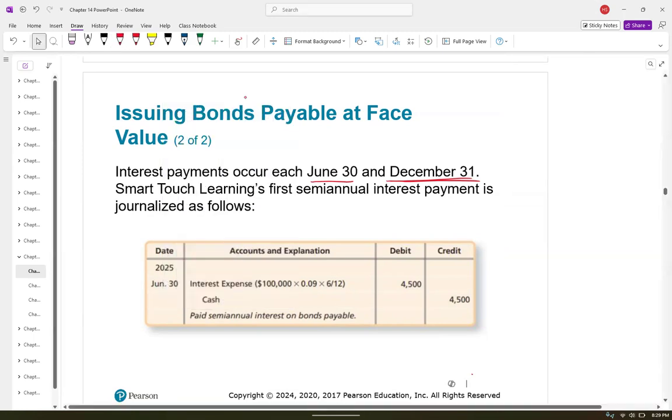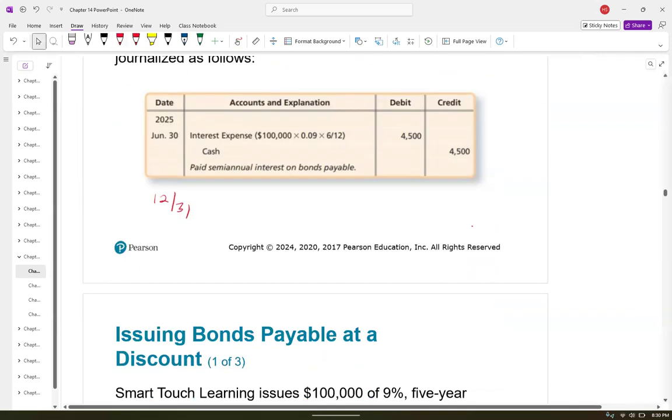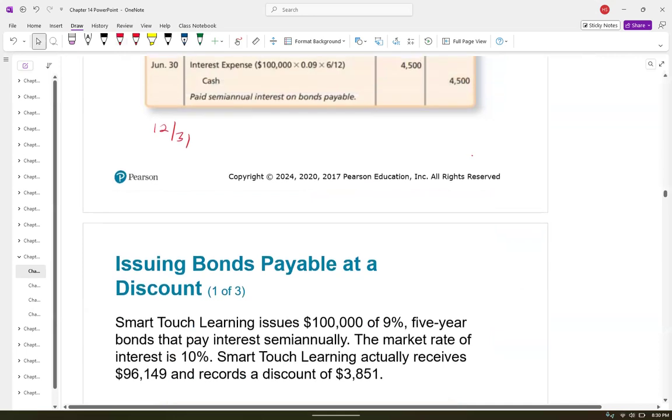Okay, so we are going to debit interest expense here, 4,500, and credit cash for 4,500 as well. Every single semi-annual interest payment will look exactly like this for this problem. If it's issued at face, they'll make the same entry, 12/31 of 25, and every 6 months until the end of that bond.